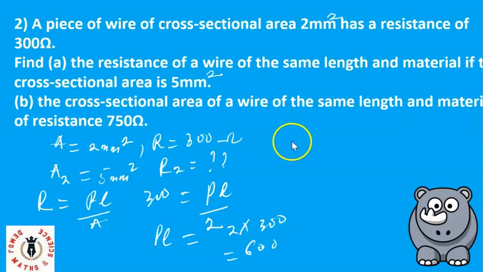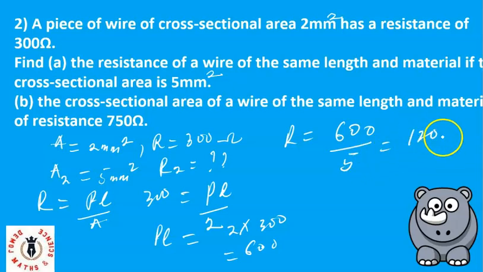Now, so that we can solve for the resistance of this material, let's do a change of subject formula. The resistance of the material, R, is the same thing as rho times length, which is 600, over A, that's 5, which equals 120 ohms. That's very easy, 120 ohms.